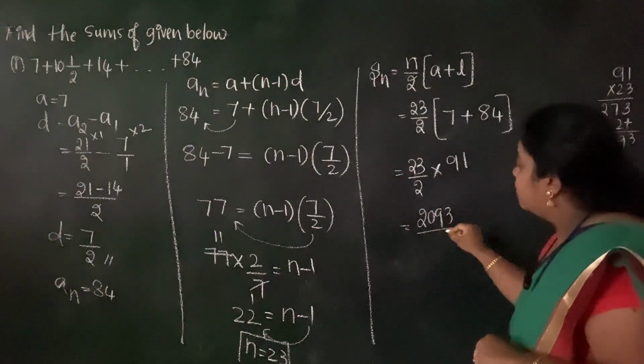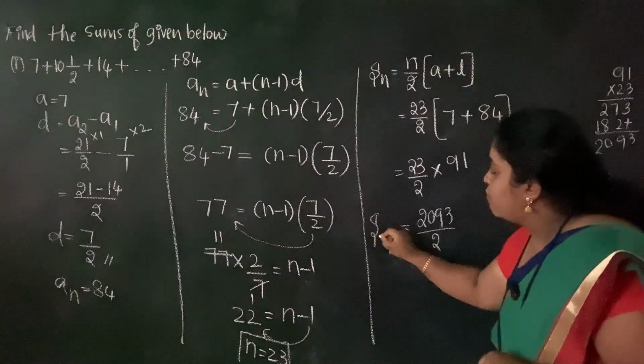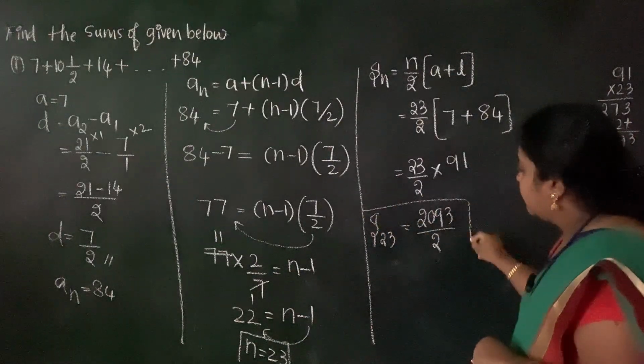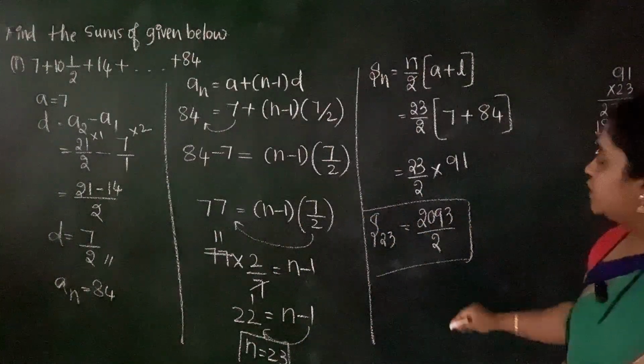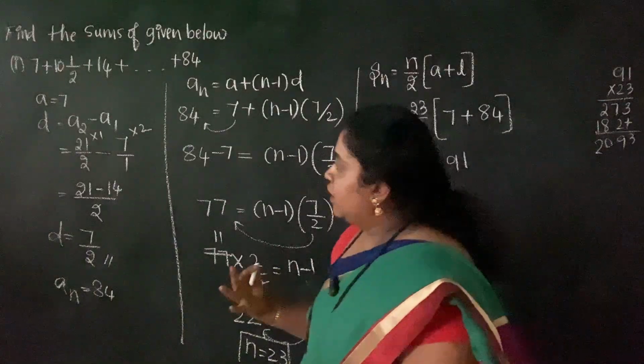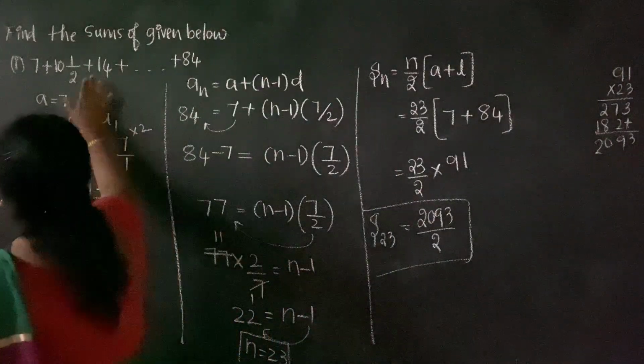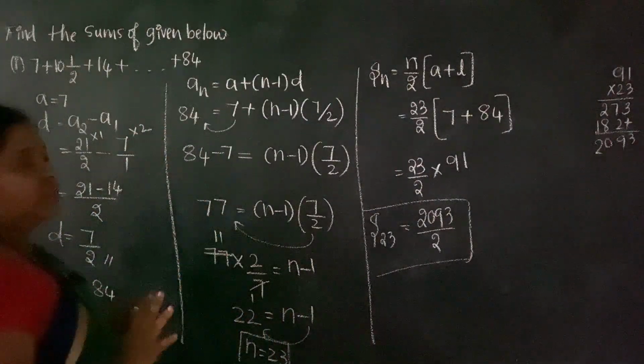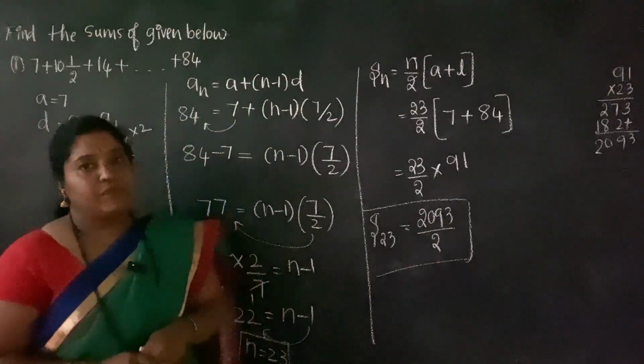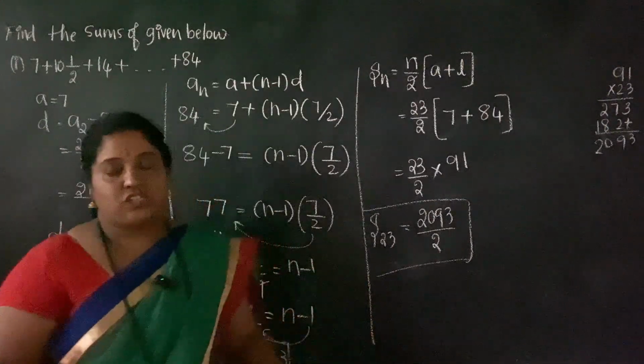2093 divided by 2. So this is the sum of the first 23 terms. Understanding? You can convert it in the form of a fraction or a decimal also. But since the question is in the form of a fraction, you can keep it in the fraction form also. Understanding? Okay, we'll move to the next question.